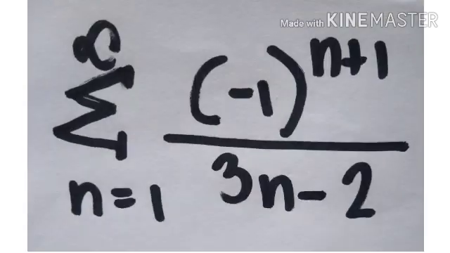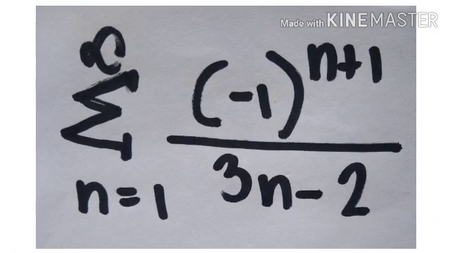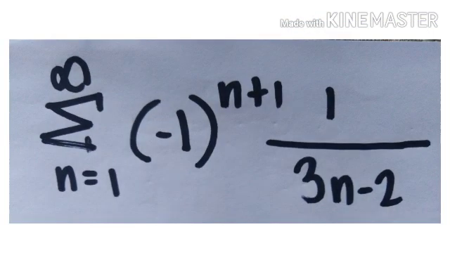So for example, summation n is equal to 1 to infinity of negative 1 raised to n plus 1 over 3n minus 2. And we can rewrite that as summation of n is equal to 1 to infinity of negative 1 raised to n plus 1 times 1 over 3n minus 2 to get our b sub n.